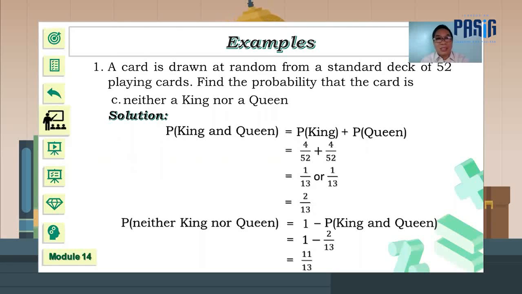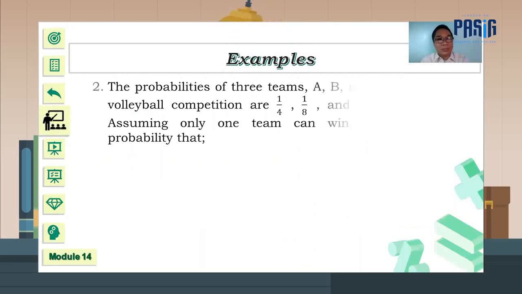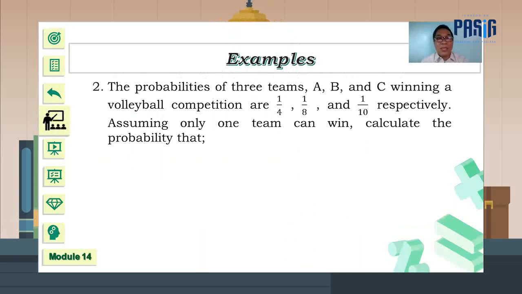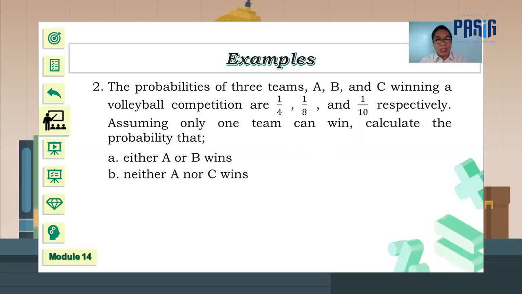Okay, let's have another example. The probabilities of 3 teams, A, B, and C winning a volleyball competition are 1/4, 1/8, and 1/10 respectively. Assuming only one team can win, calculate the probability that either A or B wins, and that neither A nor C wins.